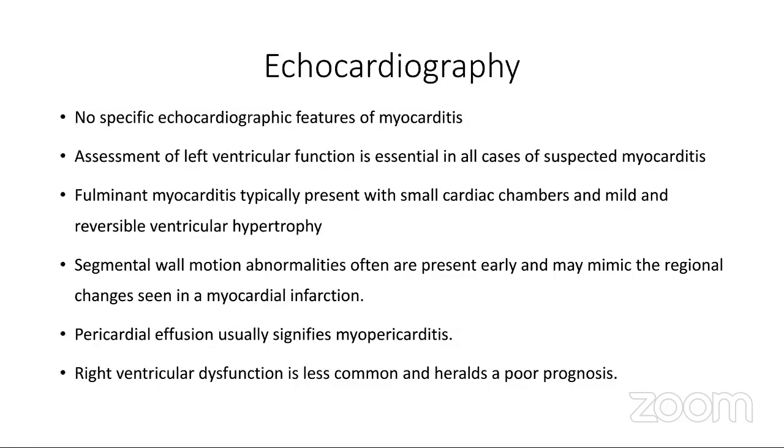With wall motion abnormality, ST segment elevation and chest pain, you go for coronary angiography, find it normal, then go for CMR, which shows a patchy distribution of mid-wall to subepicardial lesions. Pericardial effusion usually supports the diagnosis and signifies myopericarditis. Right ventricular function is a very important prognostic factor. However, this piece of information is known from a small study.